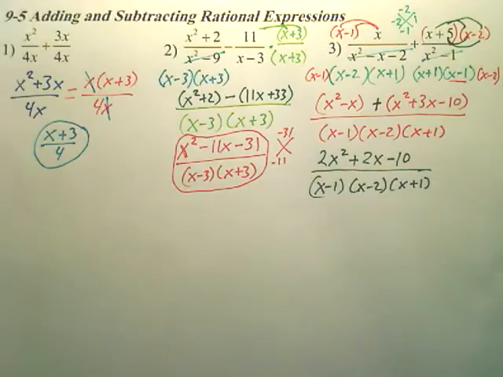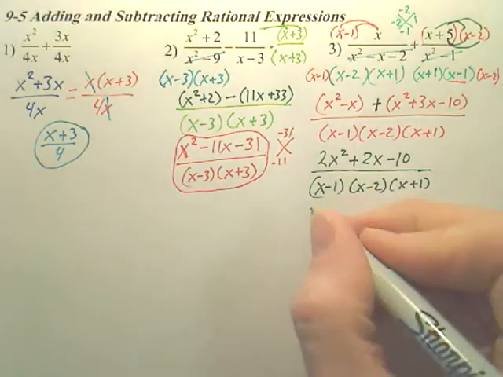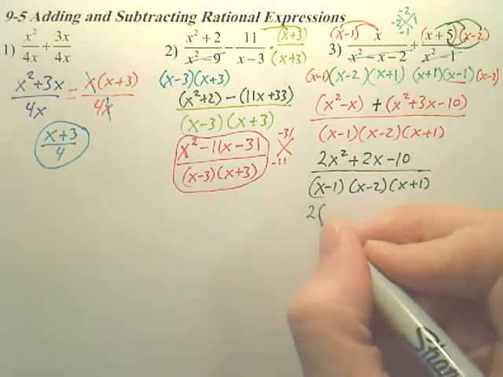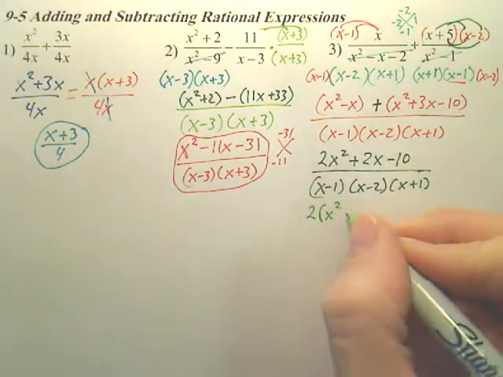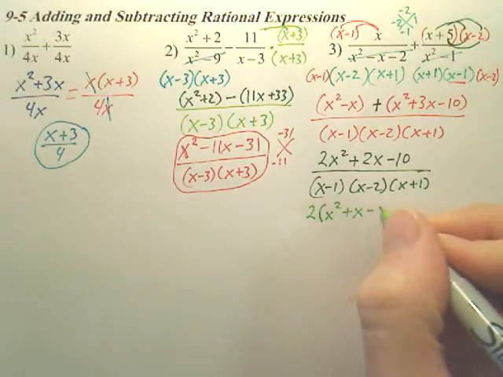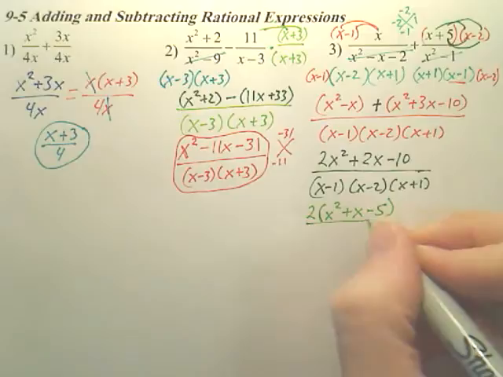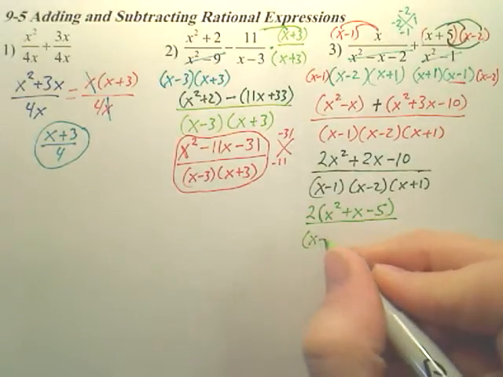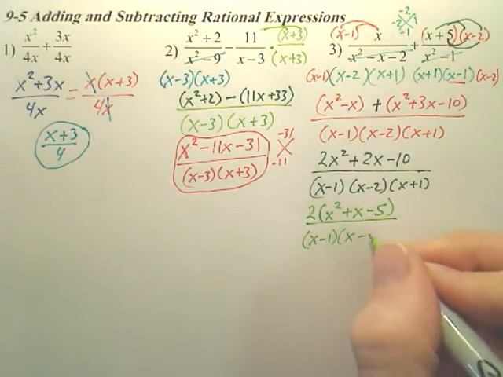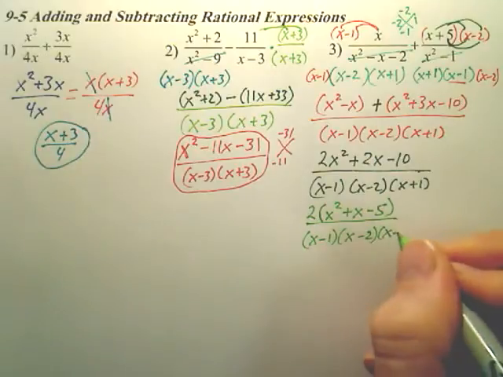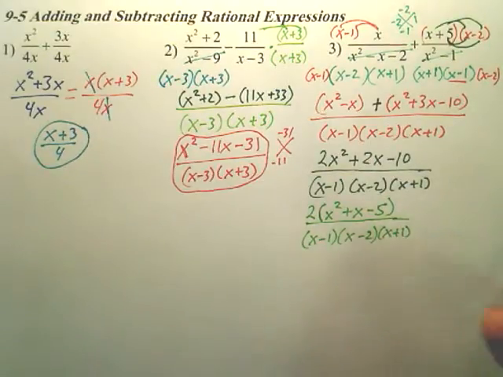Does the top factor? There is actually a GCF. What is it? 2. So let's first pull out a 2. That leaves us x squared plus x minus 5 over x minus 1, x minus 2, x plus 1.